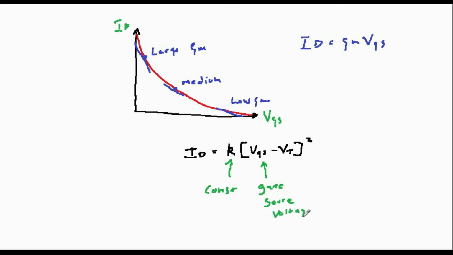Like the BJT, if we want a nice linear amplification, we need to keep the input voltages small so that the graph looks roughly linear. Large signals will cause distortion and then clipping, just as they did with the BJT.